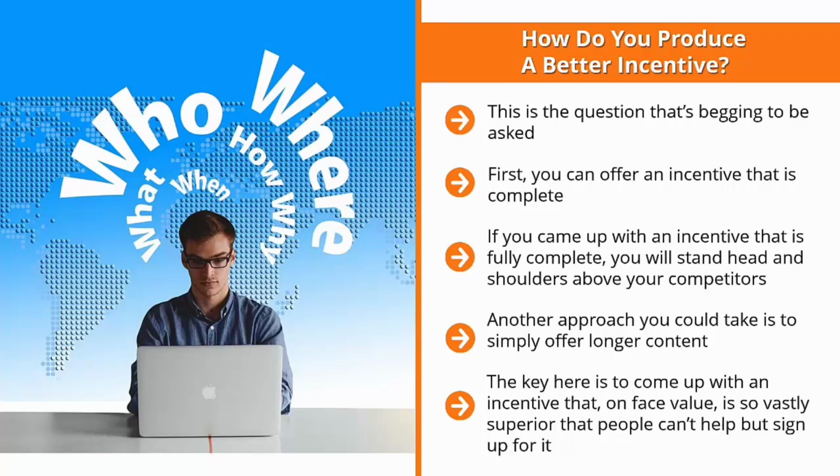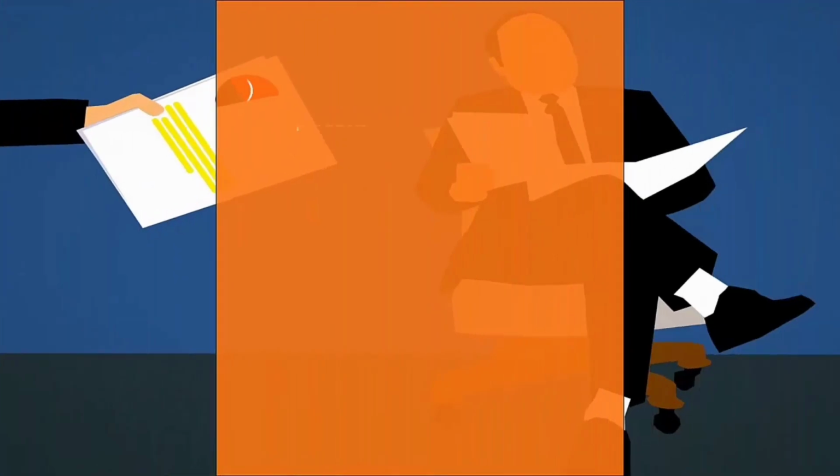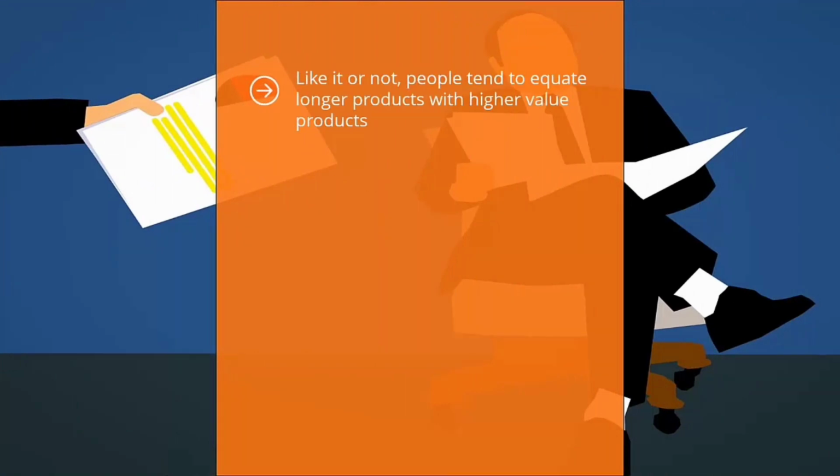Don't just go with doubling your competitor. Blow them out of the water by a magnitude of 5 to 1 or 10 to 1. If the industry standard is to offer 10 solutions, come up with 50 or even 100 solutions. Like it or not, people tend to equate longer products with higher value products. Of course, you and I know that this is not necessarily the case, but there is that mental bias.